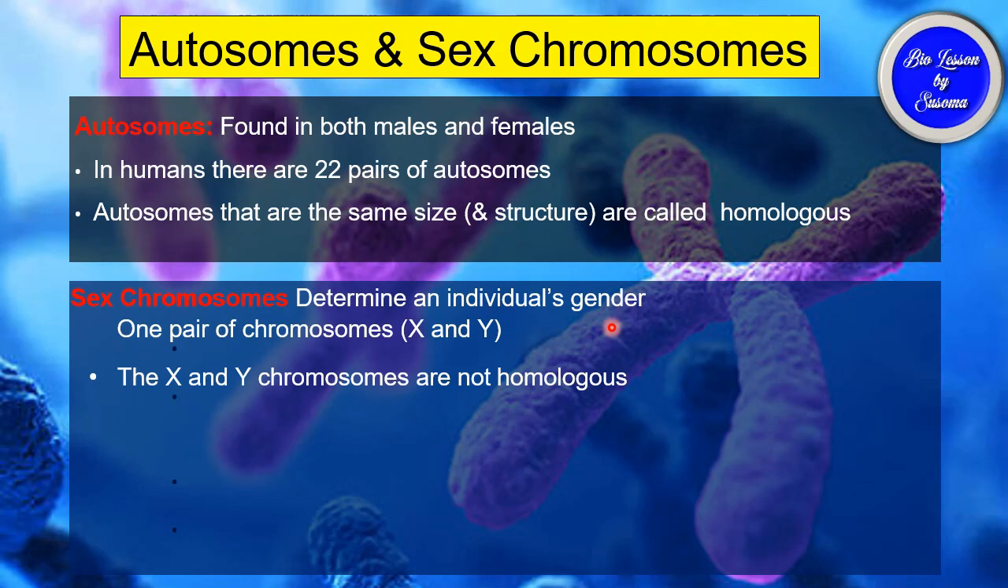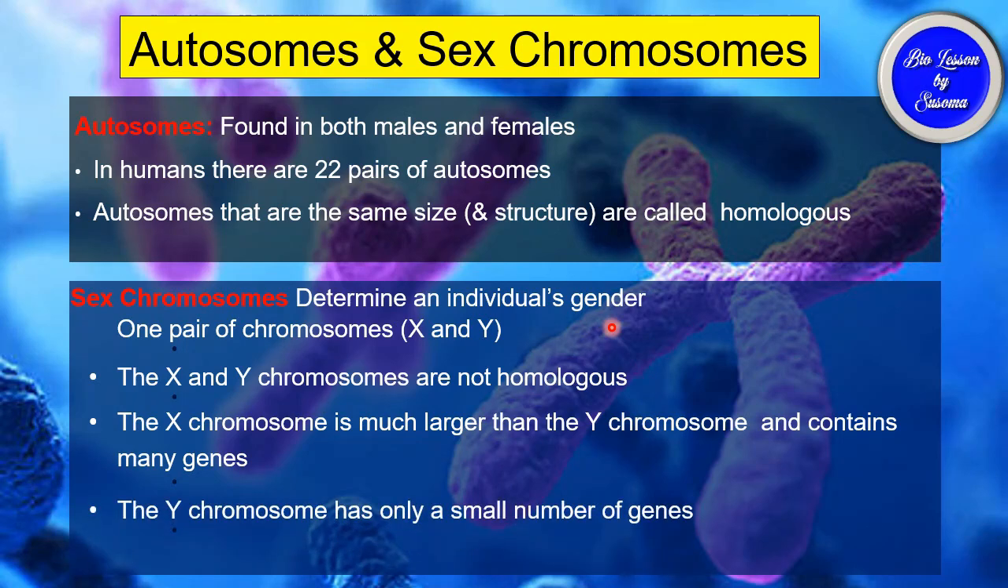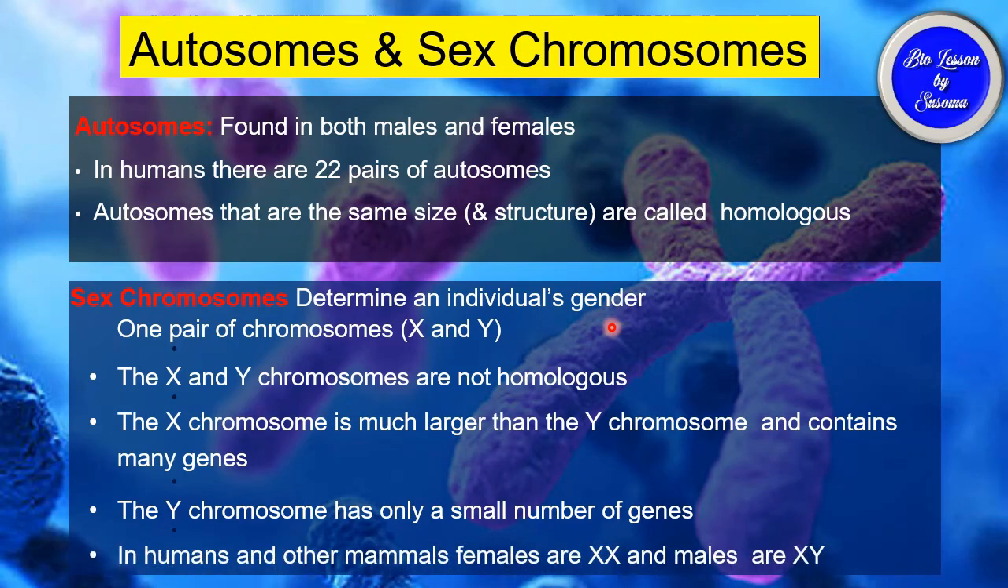The X and Y chromosomes are not homologous. This is because the X chromosome is much larger than the Y chromosome and contains many genes. And the Y chromosome has only a small number of genes. In humans and other mammals, the females are XX and males are XY. So here the Y is the male determining factor. So Y determines that the individual will be a male.